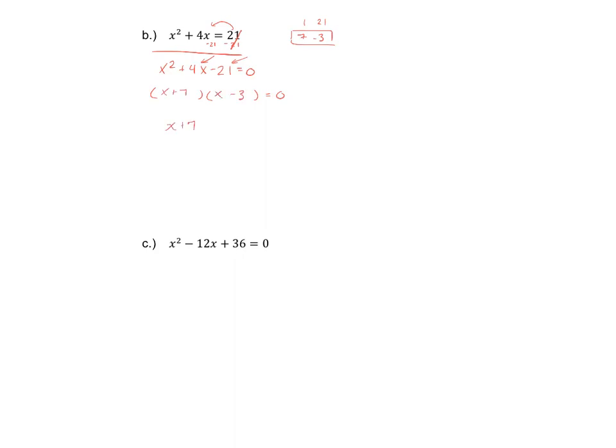Now I set each one equal to 0, zero product property. Subtract 7 from both sides, x is negative 7. Add 3 to both sides, x is 3.